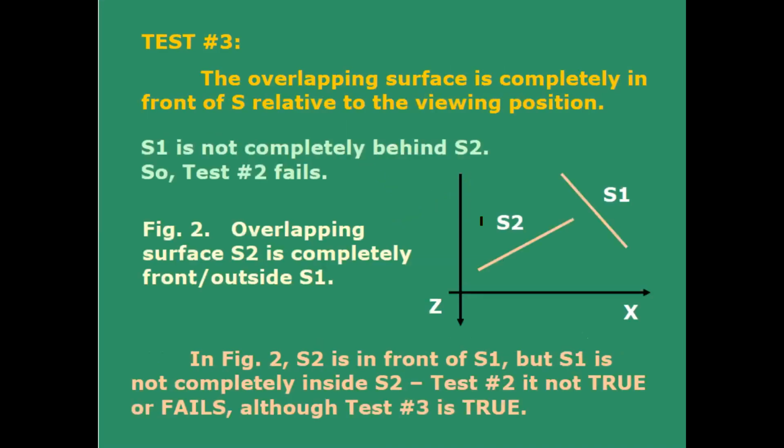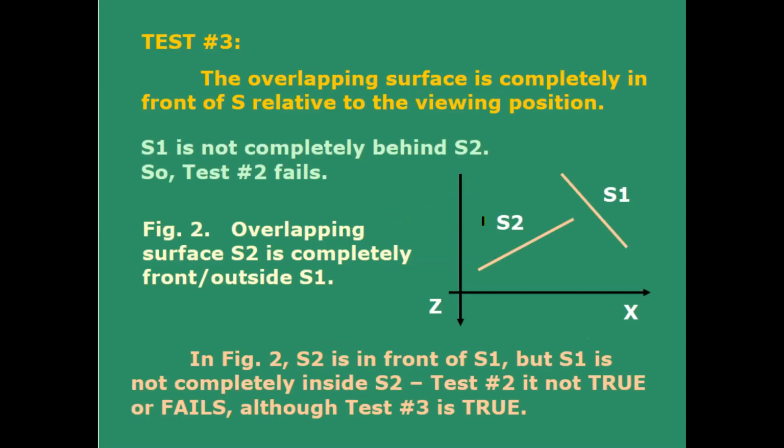And the third condition is totally in contrast to the second condition. So if your second condition fails, then you have to check for condition 3. Now it states that the overlapping surface is completely in front of the relative viewing position.